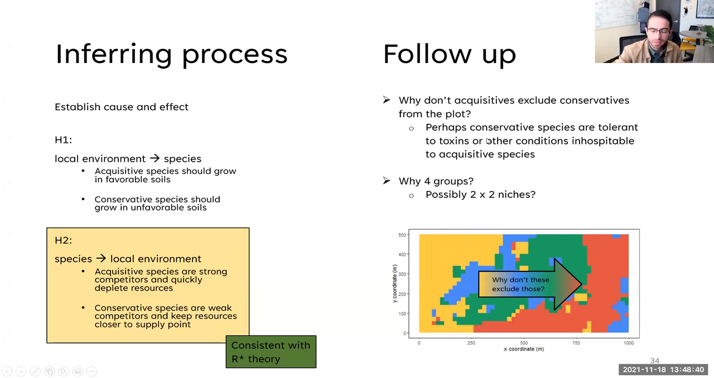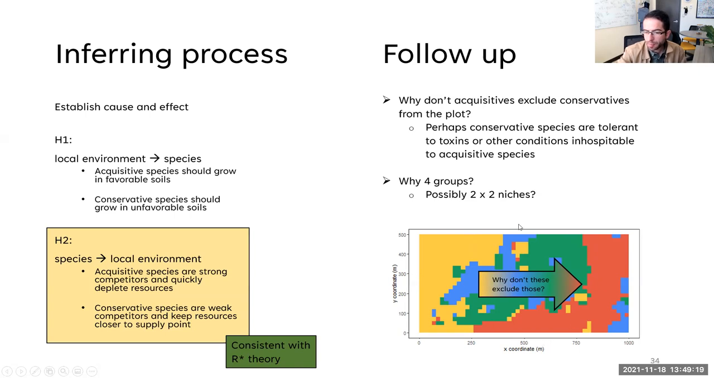So I think it's possible, although I have not looked at this carefully, that you could have two niche axes here, which would also explain why I have four groups. One would be nutrient concentration, and another would be tolerance to toxins, or something that's not being captured by the nutrient list that I looked at. It could be that these species here, even though they're weak competitors, are tolerant, and those here are strong competitors but not tolerant. And then over here on the right side, you have something that is inhospitable to the growth of these plants.